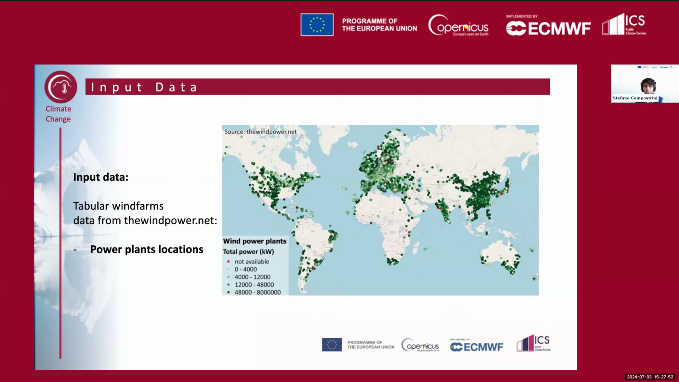These are, as I said, given in tabular format, and they have multiple information regarding the location of the plant and various characteristics, such as the total power of the plant and what turbines constitute the plant, the number of turbines, and most importantly, the locations. Some precise, some not, and also whether these plants are onshore plants or offshore plants.